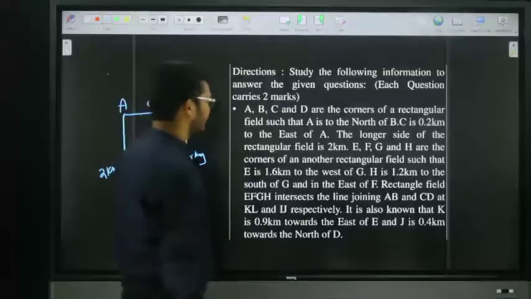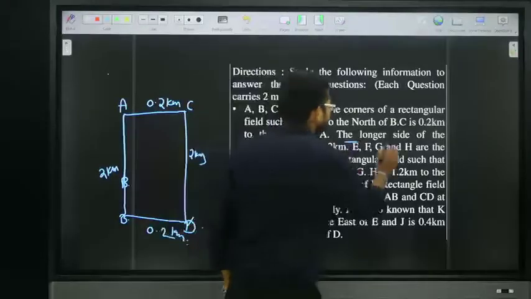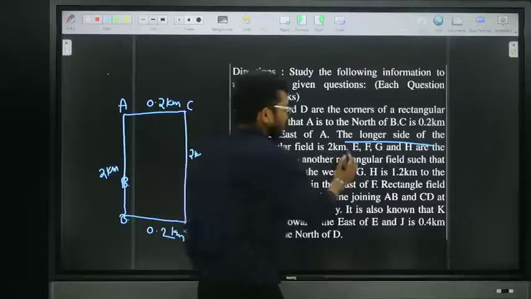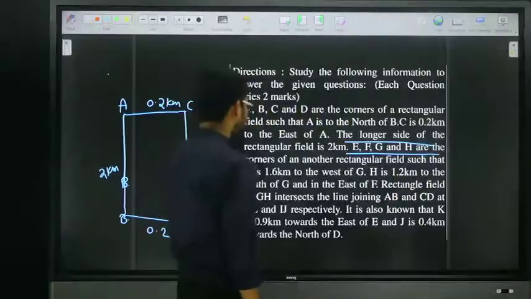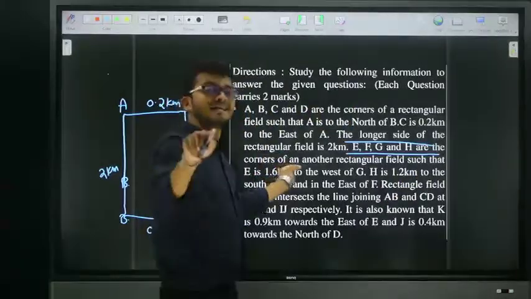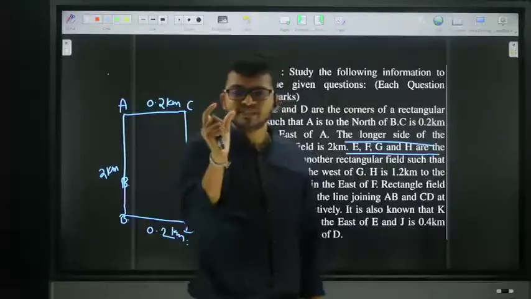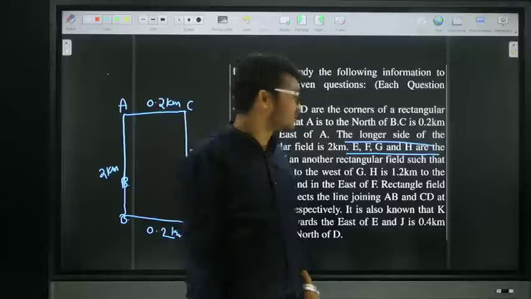Next one, see here. The longer side of the rectangular field is 2 km. Next, EFGH are the corners of another rectangle. That means here we have two rectangles in total: ABCD is one rectangle and EFGH is another rectangle.